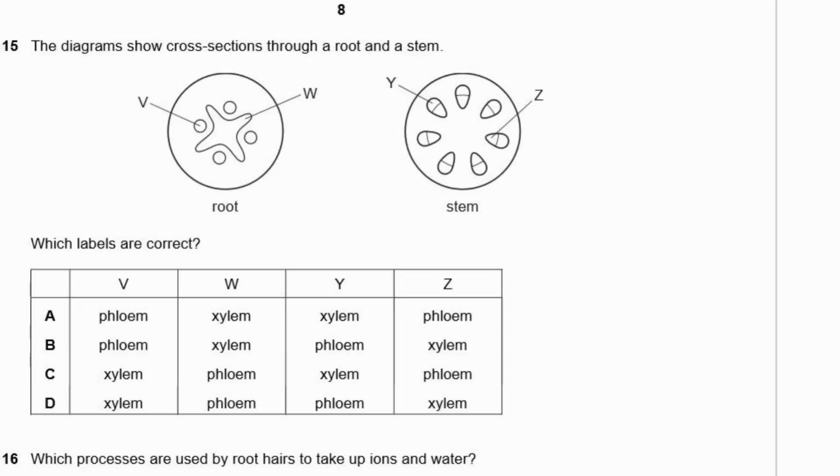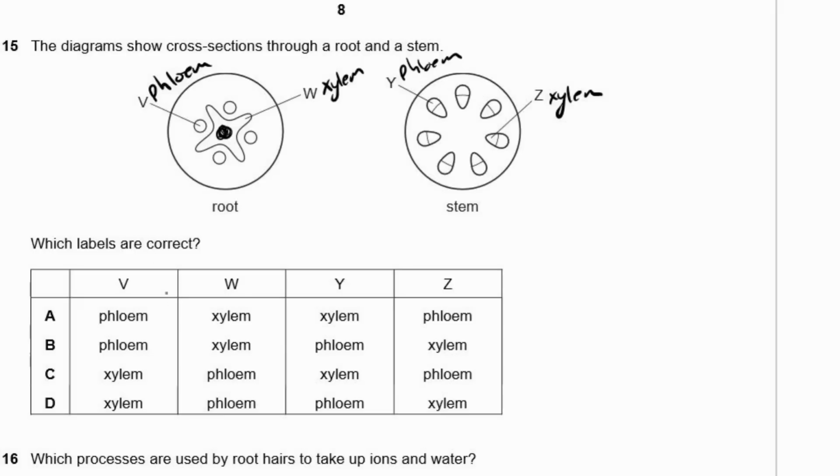The diagram shows cross sections through a root and a stem. Which labels are correct? Okay, so the way that I always remember this is that the xylem is in the middle. So it's in the middle in the root, and in the stem, things grow up into the middle, but it pushes it out so it's still in the middle. Okay, so W is the xylem, and Z is also the xylem, which means Y is the phloem, and V is the phloem. Do we have an option that's like that?